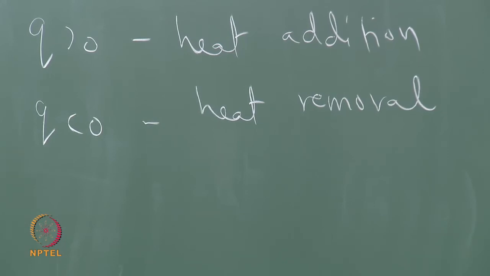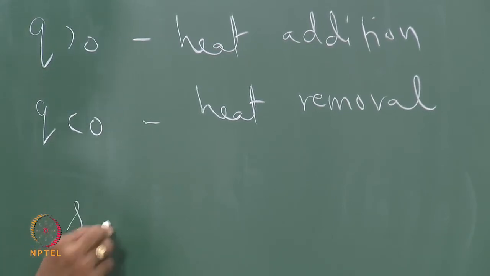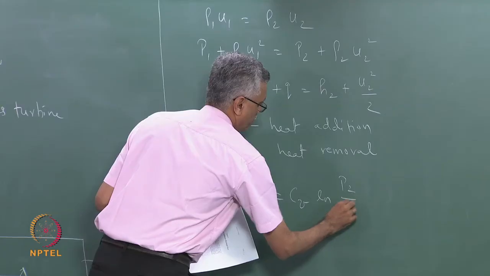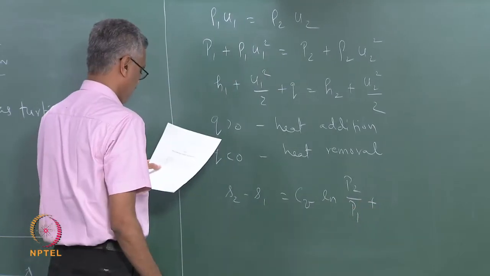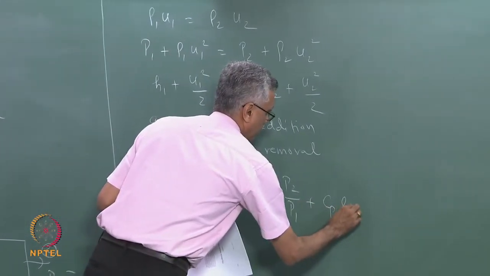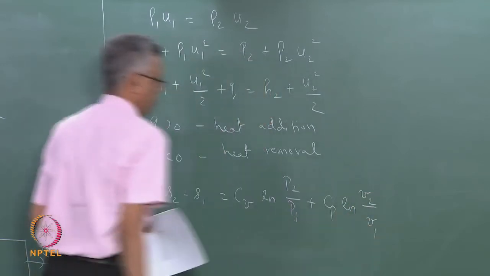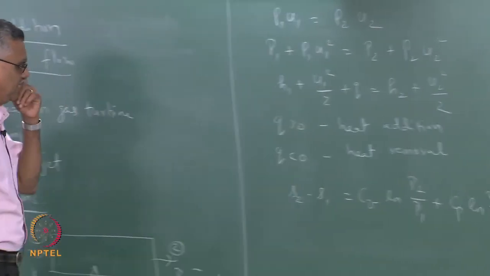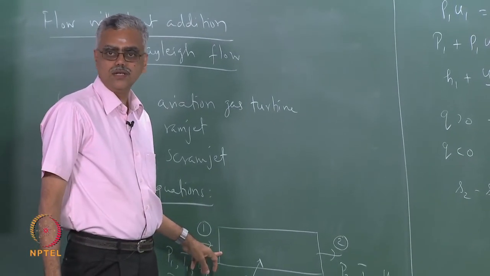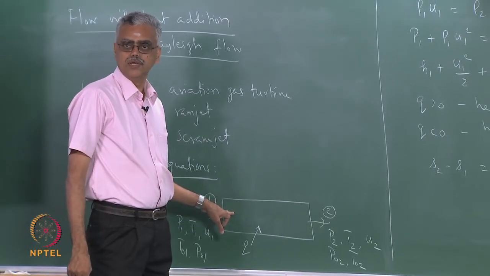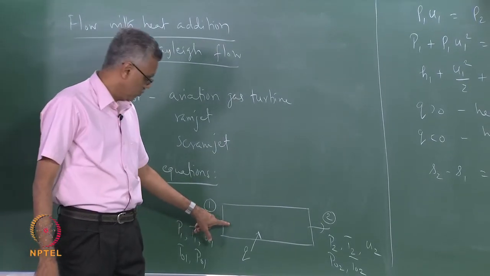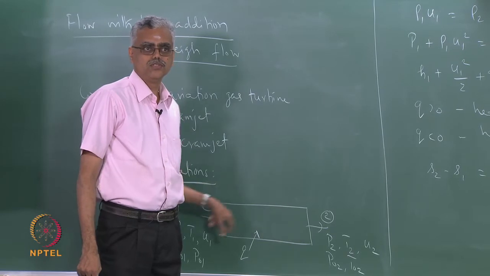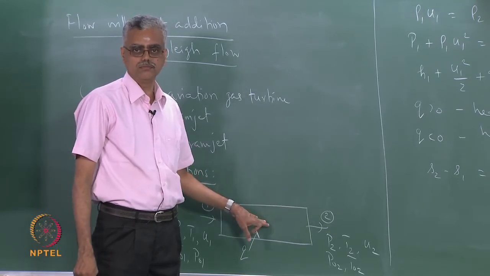And we supplement this with the entropy equation. S2 minus S1 is equal to Cv natural log P2 over P1 plus Cp natural log V2 over V1. One important thing that you should realize is that this is not a discontinuous solution that we are seeking. The flow enters at state 1, it goes through all the intermediate states before it reaches state 2, correct? So, this is not a wave solution, this is a continuous solution.